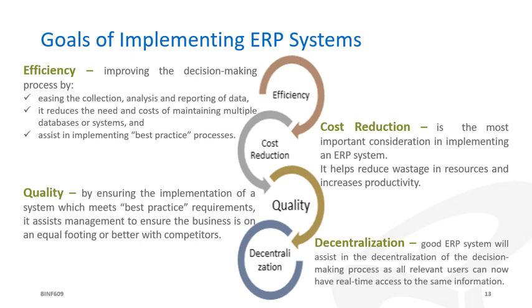A good ERP system will assist in the decentralization of the decision-making process, as all users can now have real-time access to the same information. It also ensures transparency across the board and reduces the possibility of the manipulation of data to make the functions in a specific department seem better than it really is.